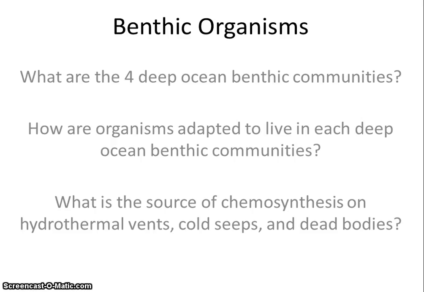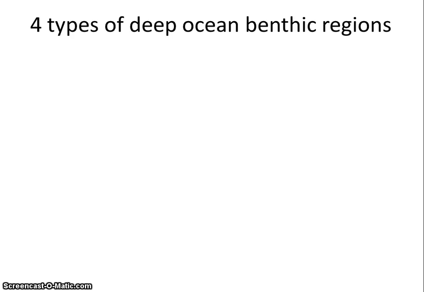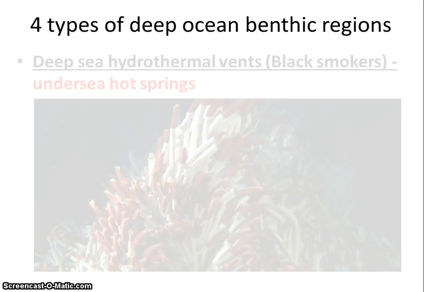There are four different deep ocean environments that we're going to talk about. And in each one of those environments, we're going to talk about how organisms are adapted to live, as well as what provides chemosynthesis in these environments. Three of them in particular: hydrothermal vents, cold seeps, and another environment called dead bodies. But let's get to it. First, the four types of environments.